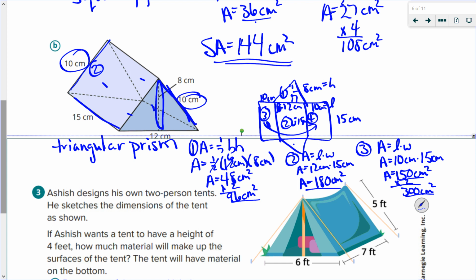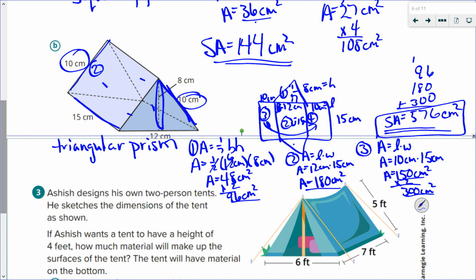So I now have them all. So I have 96, 180, and 300. Gives me 576. So my surface area on this one, 576 centimeters squared. There is my second shape.